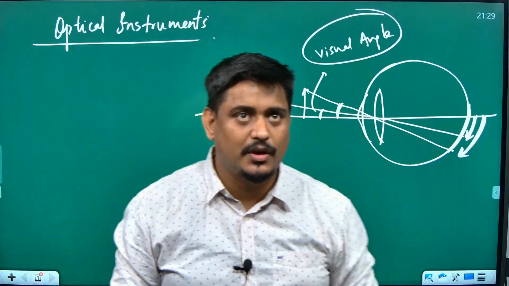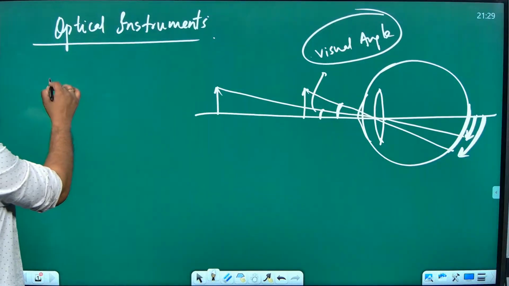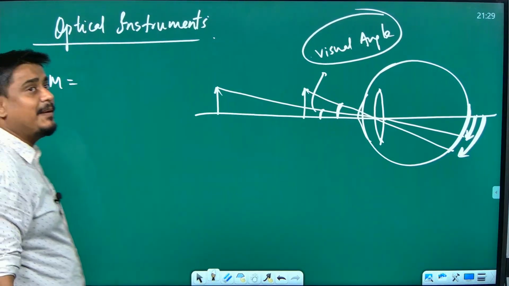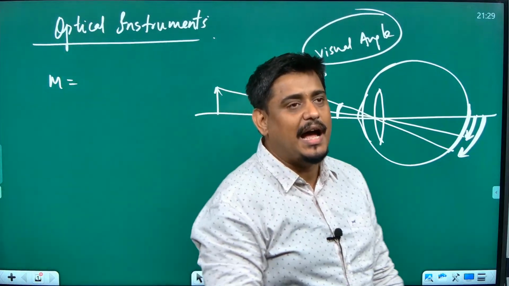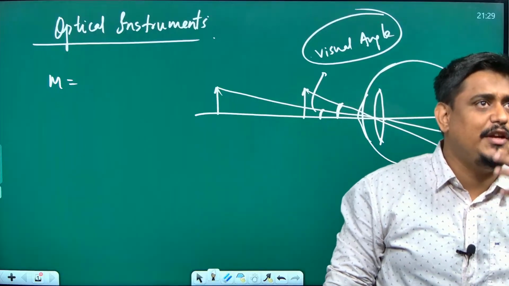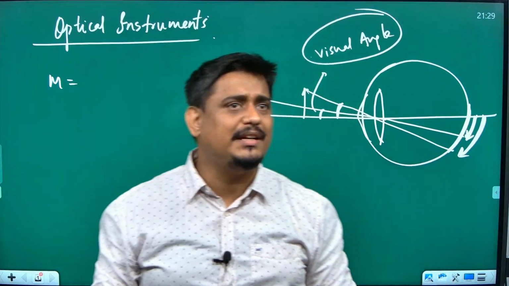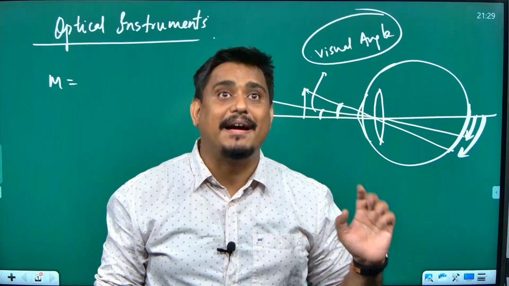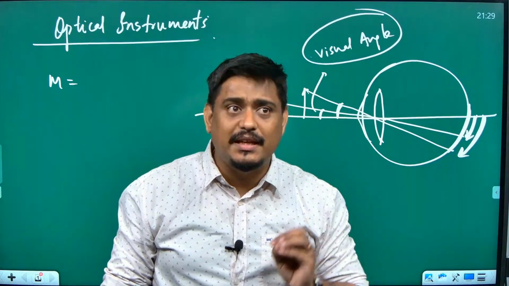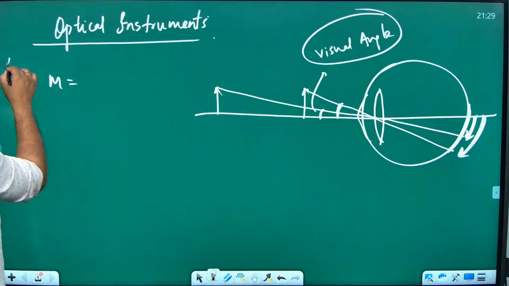So when I say the word magnification, generally magnification means HI by HO. You remember it from school? Height of image by height of object. Why 10th? 12th also you studied this. Height of image by height of object. The ratio of height of image to height of object is known as magnification. Am I right? In the case of optical instruments, we will talk about something called angular magnification.